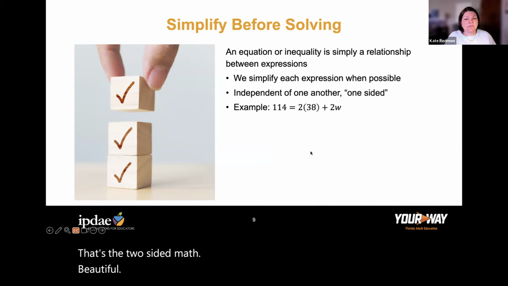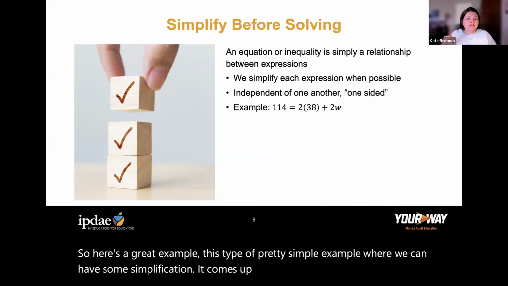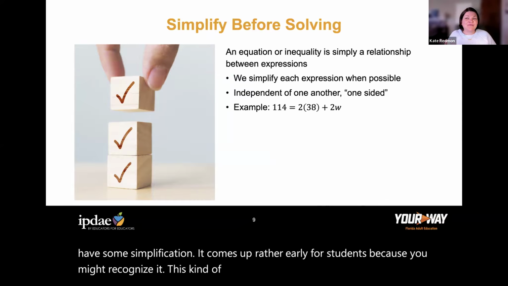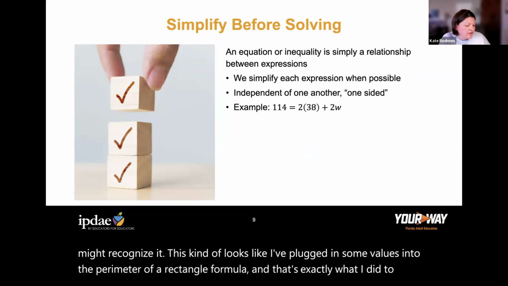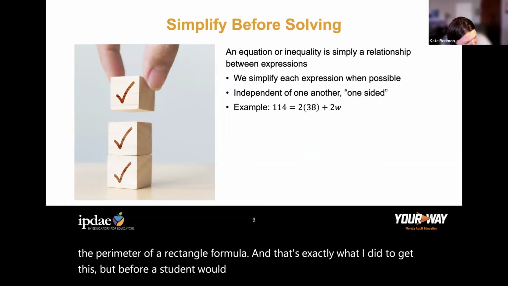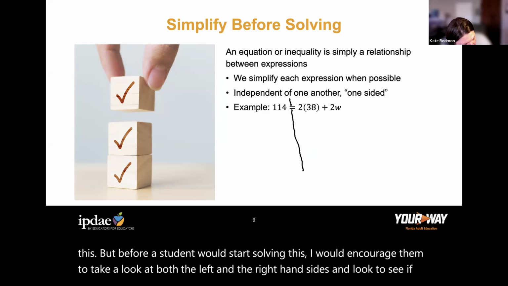So here's a great example. This type of pretty simple example, where we can have some simplification, comes up rather early for students because you might recognize it. This kind of looks like I've plugged in some values into the perimeter of a rectangle formula, and that's exactly what I did to get this. But before a student would start solving this, I would encourage them to take a look at both the left and the right-hand sides and look to see if there's any straightforward math you know how to do, any simplifying.